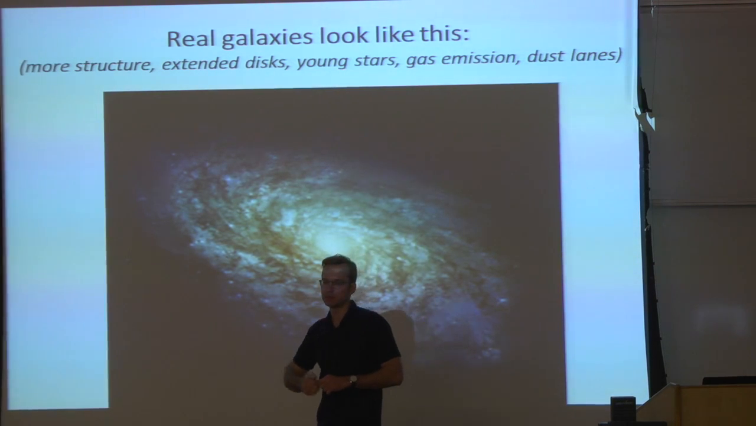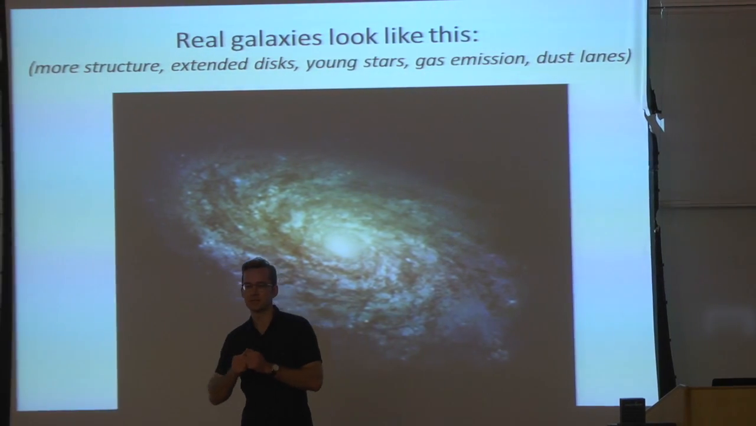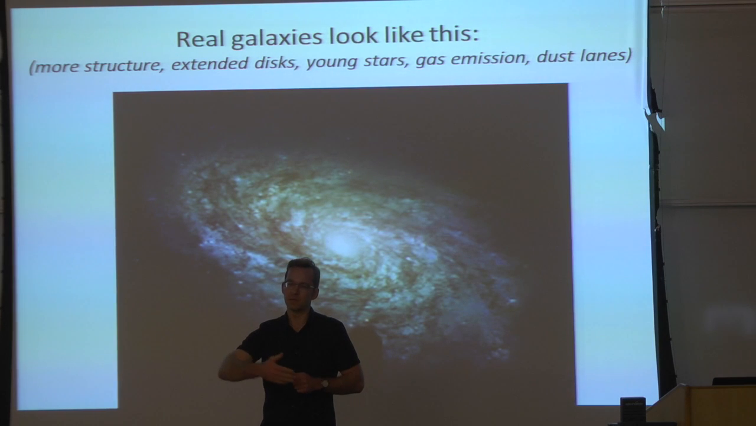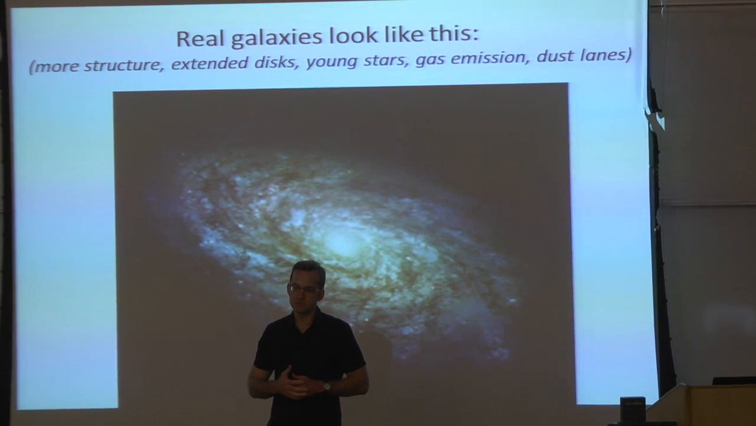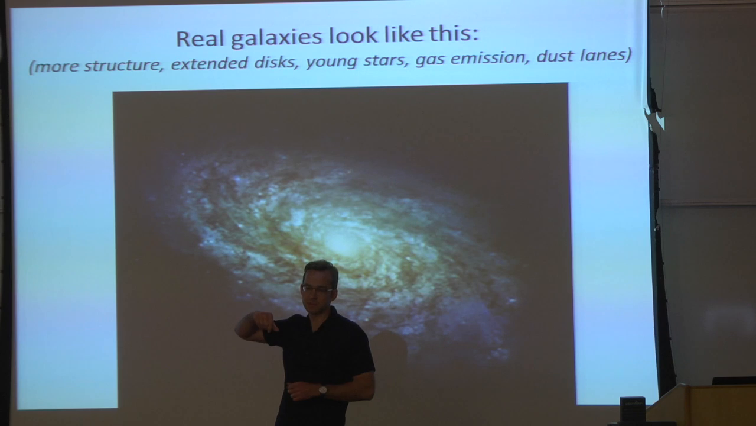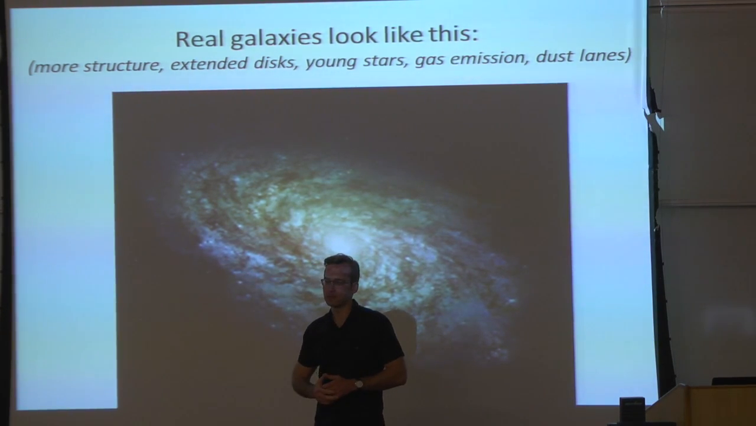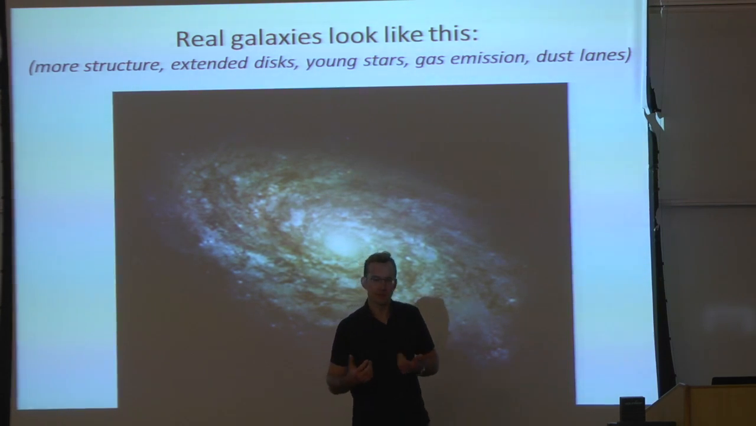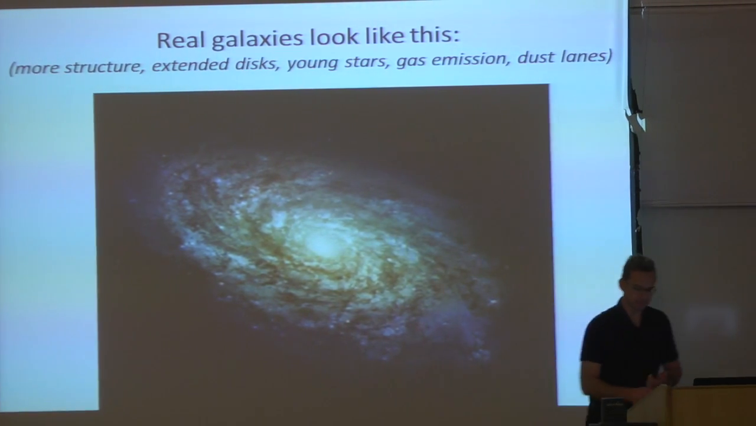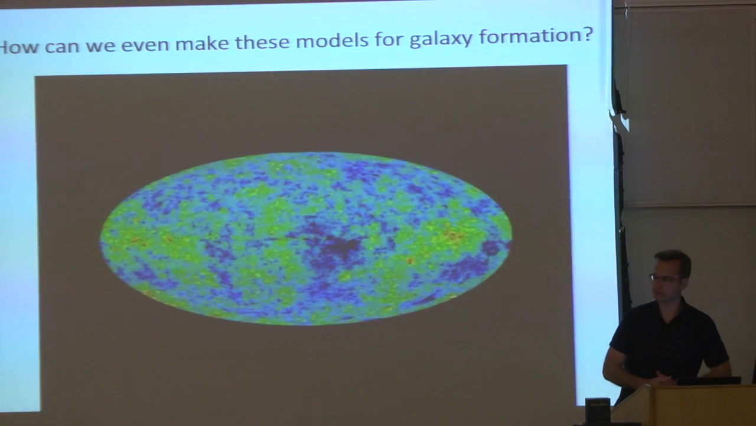They have billions of stars. They have comparable amount of gas. They have very strong ionizing radiation that emanates from those stars. They have dust that absorbs that radiation. There is a lot of material in the cosmic web that surrounds that. So how is it even possible that we can make models to this level? And I think it's quite interesting to consider.